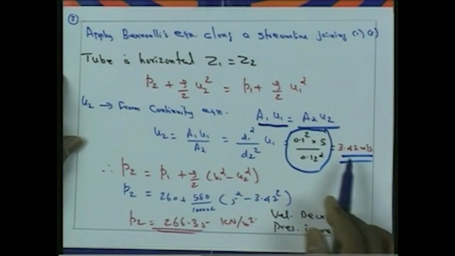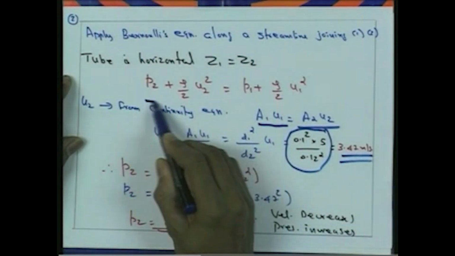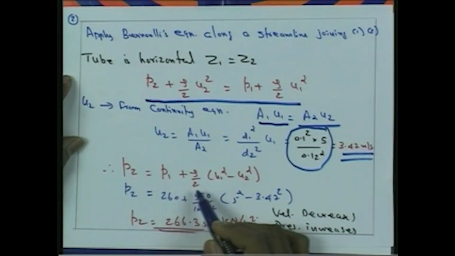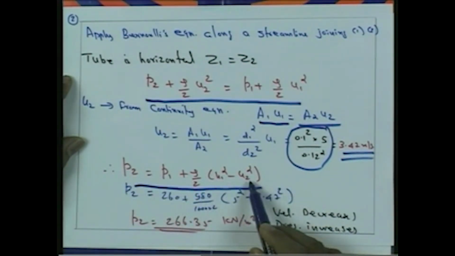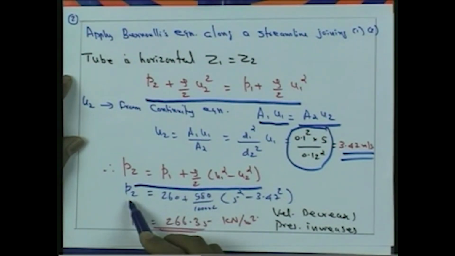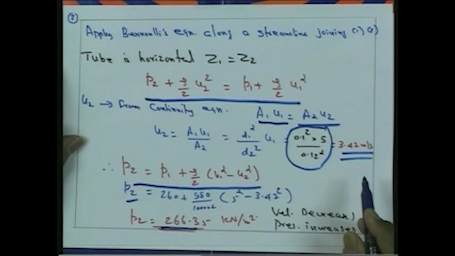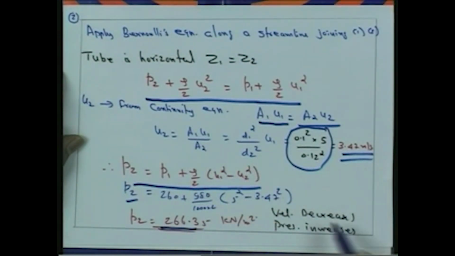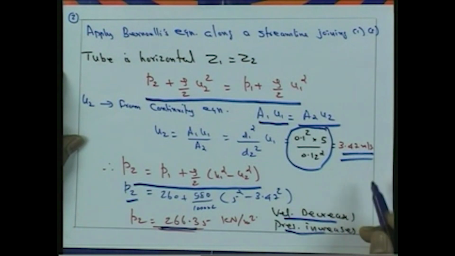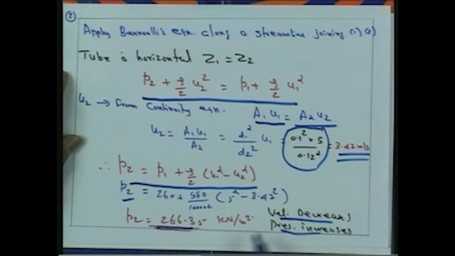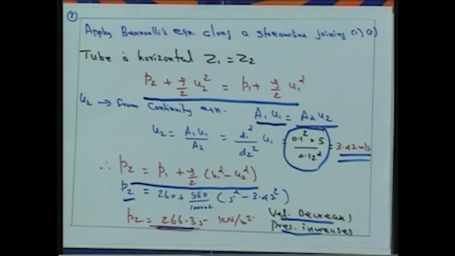Once the velocity U2 is known, we will substitute back into the Bernoulli's equation, so that P2 is equal to P1 plus rho by 2 times U1 square minus U2 square. In this equation all the values U1, U2 and P1 are known, so we can find P2. P2 is equal to 266.35 kilonewton per meter square, and you can see that when the velocity is decreased from 5 meter per second to 3.47 meter per second, the pressure is increased from 260 kilonewton per meter square to 266.35 kilonewton per meter square.